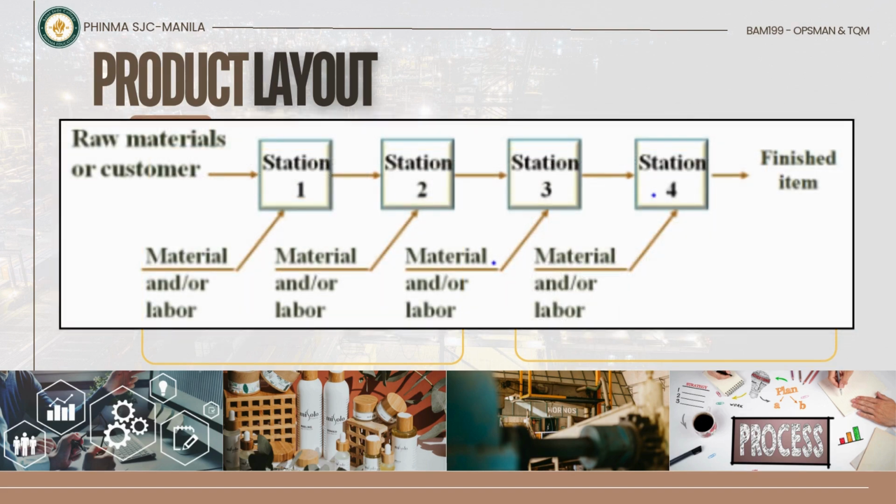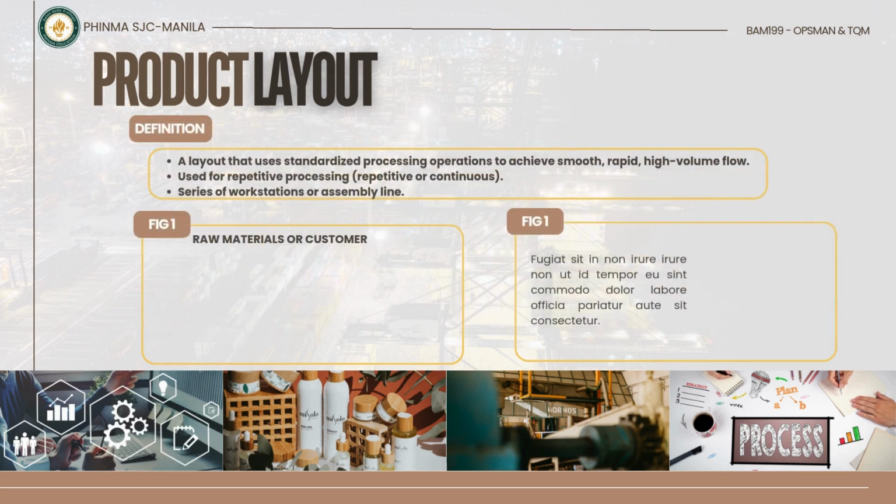This is the same example that I had, wherein there are stations until it reaches the finished item, wherein there's a specific labor or a machine that will be doing work on the product to reach the finished item, or the last process, or the last look of the item.